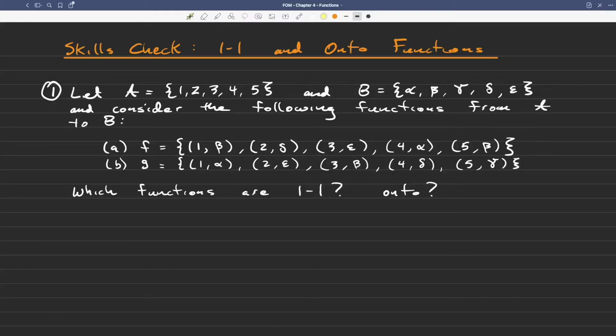All right, welcome back. So let's take a look at f and g here and see which of these are one-to-one and which are onto. Let's first think about both of them in terms of one-to-one. One-to-one means that you don't see the same second component paired with 2 different first components. So in other words, you don't see a repeated second component. So for f, let's look and see if we see any repeated second components.